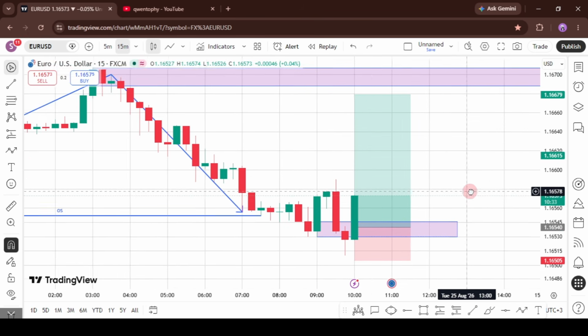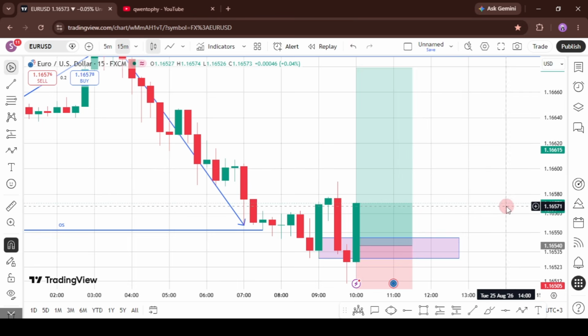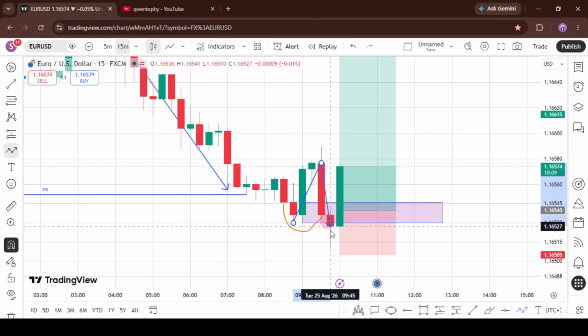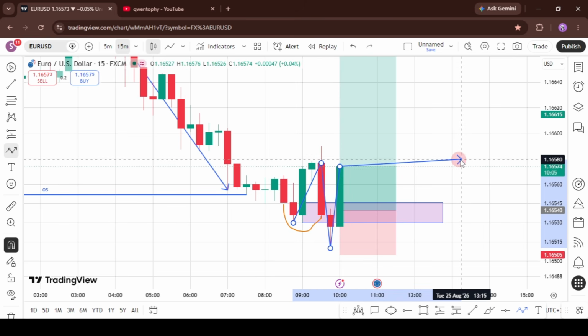The reason I have entered is because of the liquidity. We can see this was our last zone low. Then the market came. During London session, it came and just grabbed liquidity, and now we can see the movements of the markets.